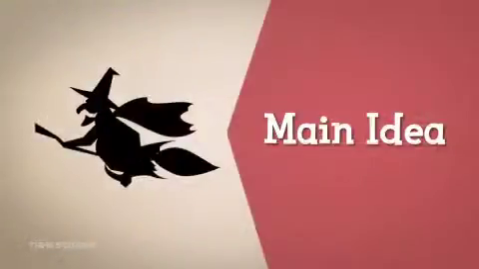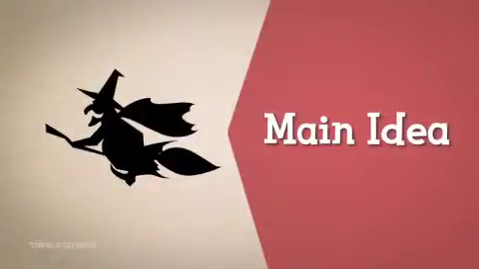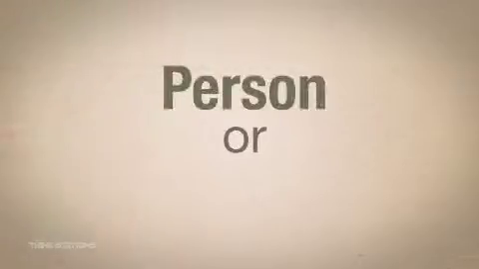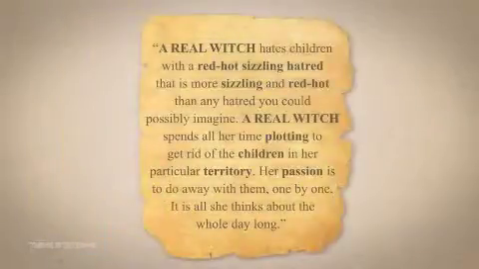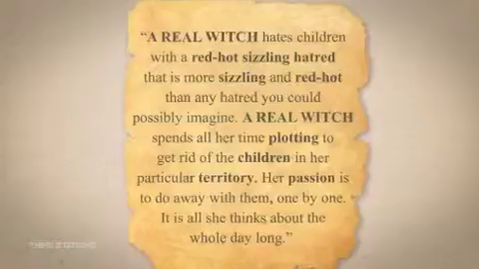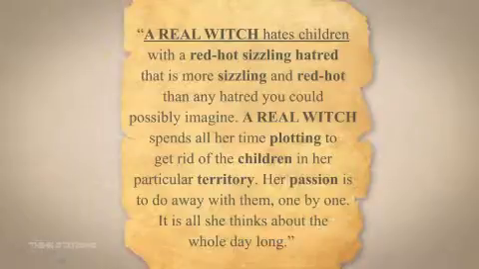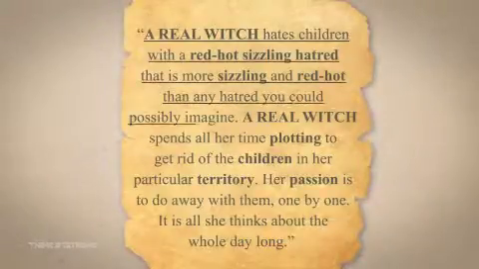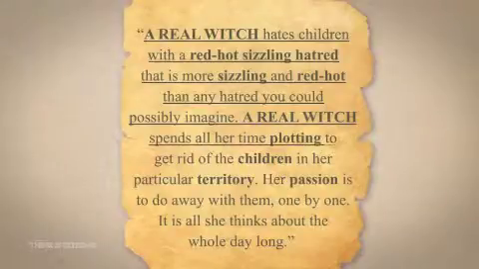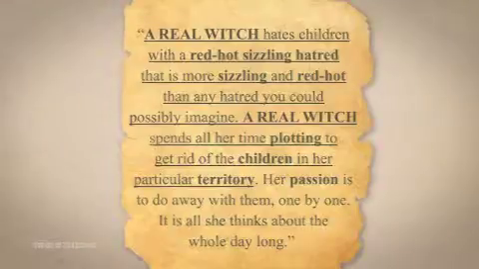What is the main idea? To figure it out, ask, what is being said about the person or idea? By using the details given, we can say that the main idea of the paragraph is about how real witches hate children. Details, such as how a real witch hates children and spends her time plotting against them, help us understand what the main idea is.